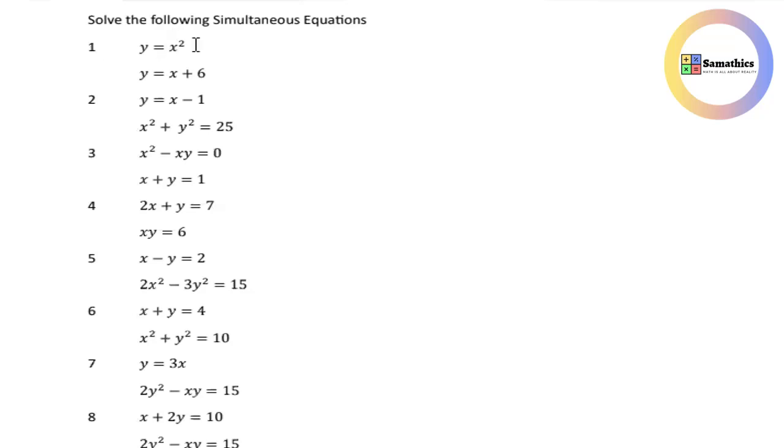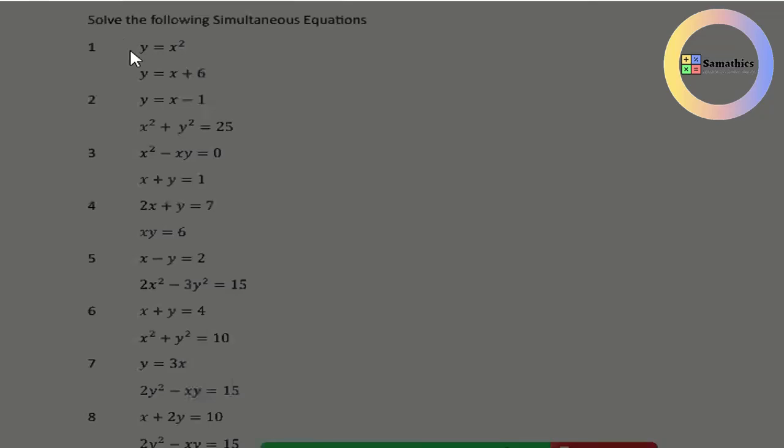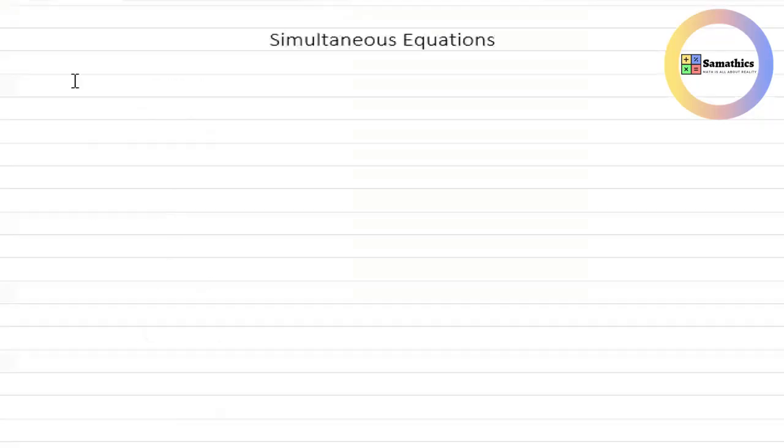If you see the first question, we have y is equal to x squared and y is equal to x plus 6. Both the equations are written in the form in which y is the subject. So what we can do in this case is simply equate the values of y, right? So let's solve this first. Basic one.